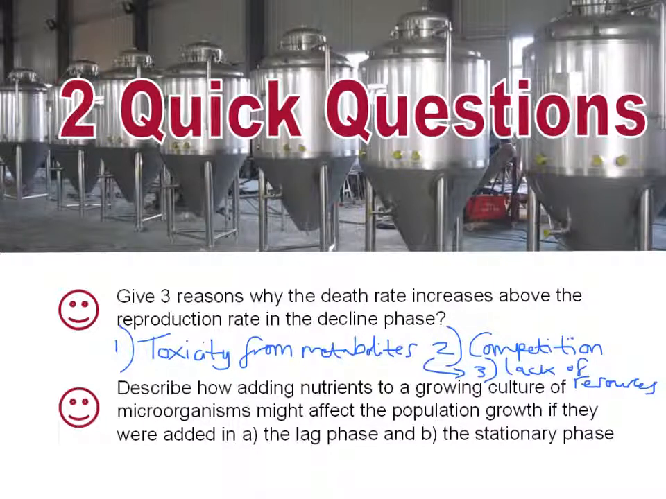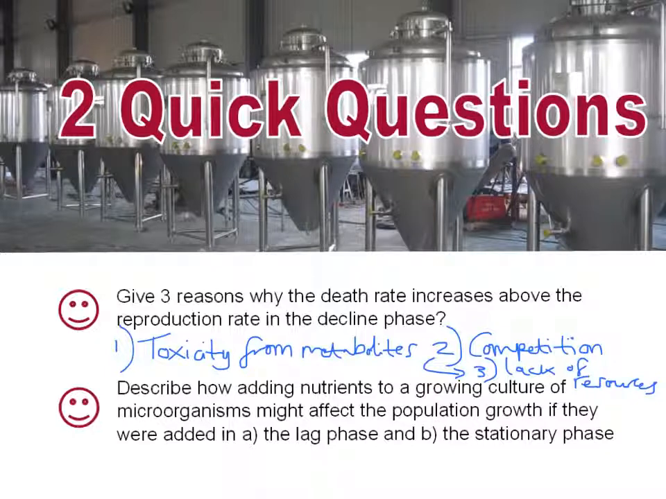If we've got significant competition for the nutrient supply from all this growing bacteria, clearly there's going to be a lack of it. So there won't be sufficient for them to thrive. So we've got competition, lack of resources, and also this build-up of toxic chemicals and waste products essentially in the tank also. All 3 could be a reason why the death rate is increasing above the reproduction rate in that decline phase.